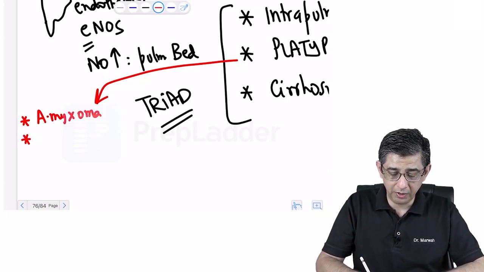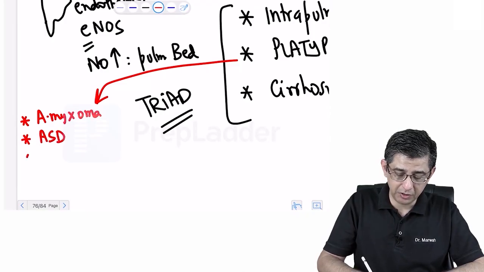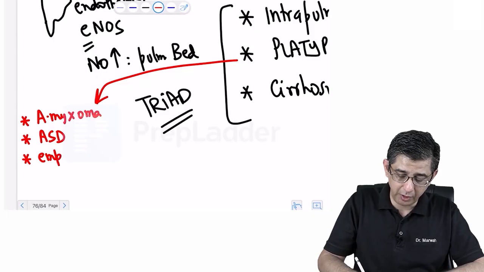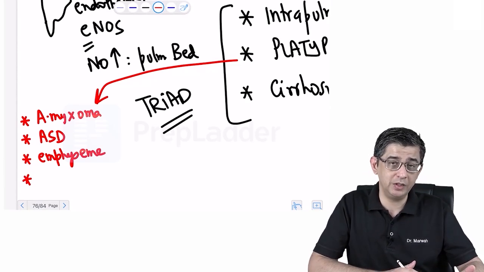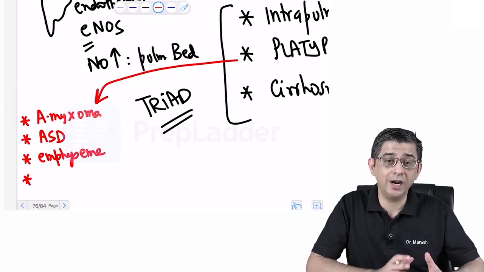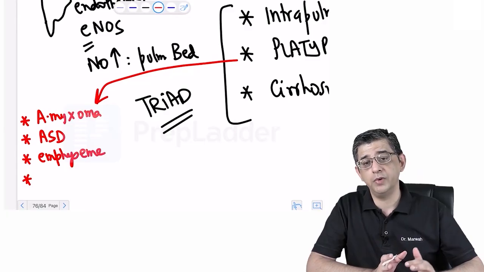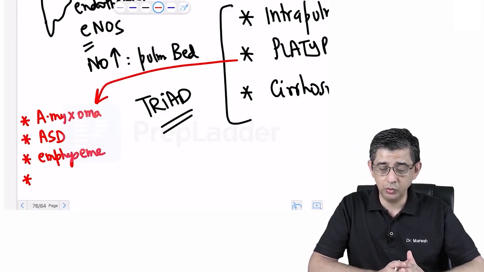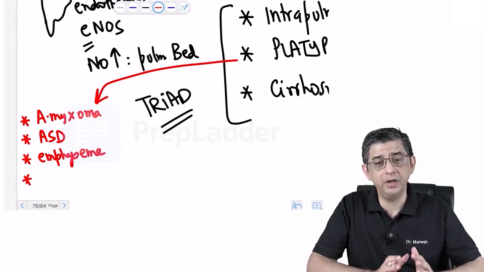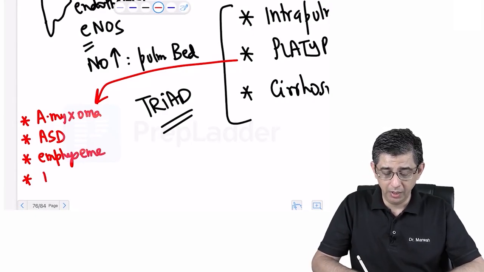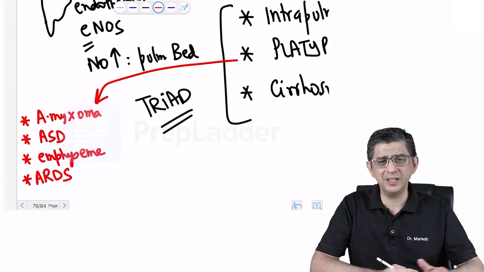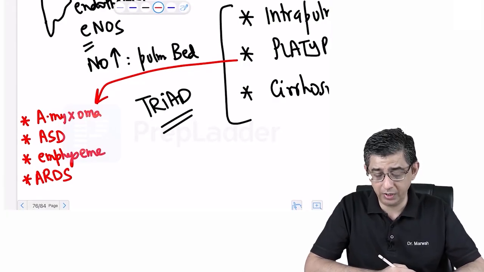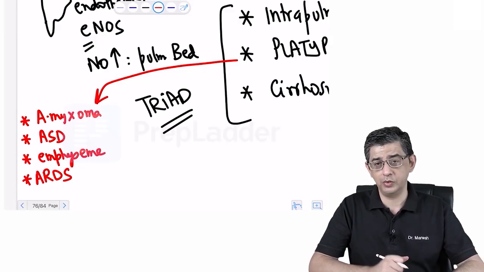Apart from atrial myxoma, even ASD, atrial septal defect, is described. Then the first disease where platypnea per se was described was emphysema. So I want you to remember, breathlessness when you turn the patient to one side is going to be with a unilateral massive pleural effusion. Orthopnea is mainly with heart failure. But when it comes to platypnea, the important conditions that I want you to remember would be ARDS, then respiratory distress syndrome. ARDS again has multiple etiologies, so he can describe that. Then emphysema, ASD, and atrial myxoma.